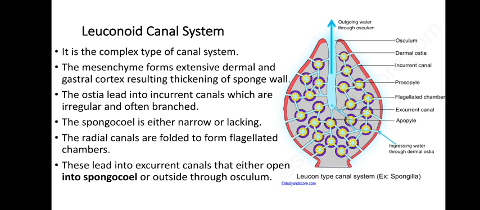Spongiocele was a simple sac-like structure with a reduced surface area. But in case of leuconoid type, because there are small chambers, the surface area has now actually increased.